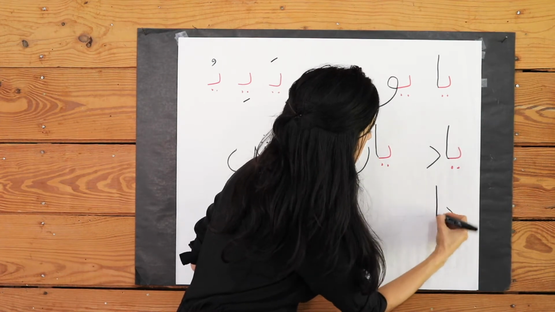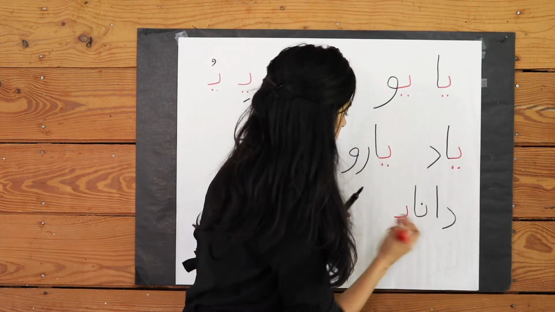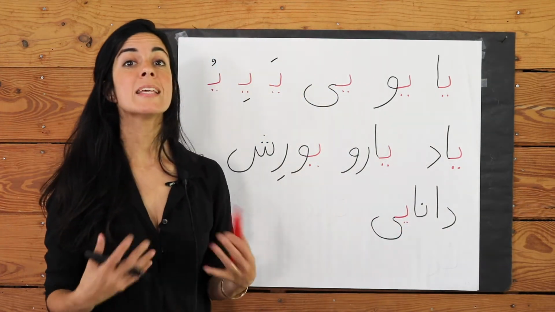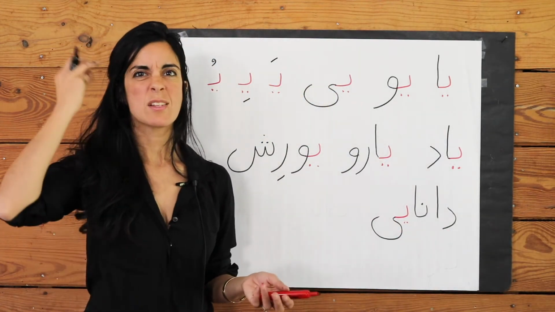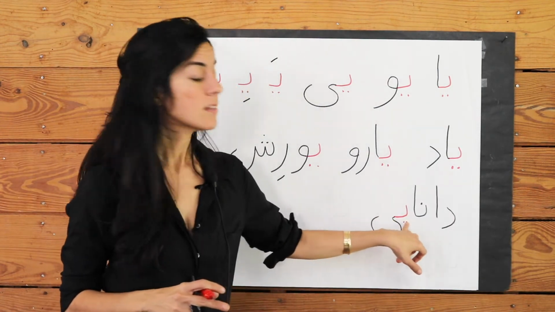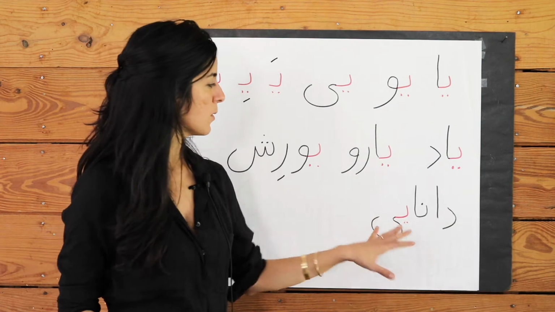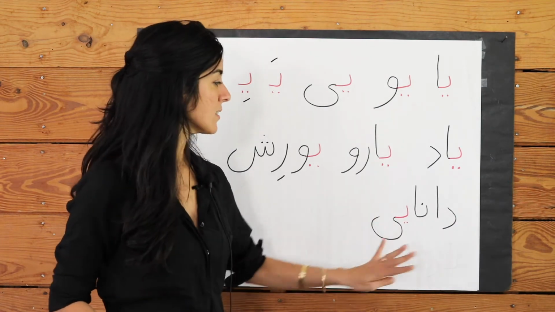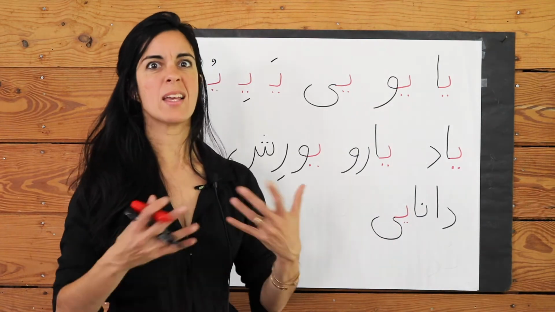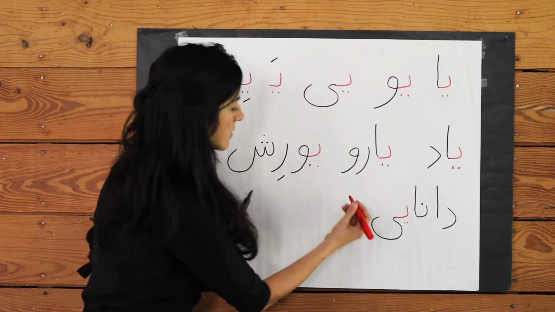Let's try another ye with an E. Danai. Danai. And that's intelligence. Danai, knowing. And so here you can see this is a consonant sound, ye, and this is a vowel. So I made it our black default color because it's not acting as a ye, it's acting as an E. So it'd be like Y-E-E in English. Now let's practice it with our accents.